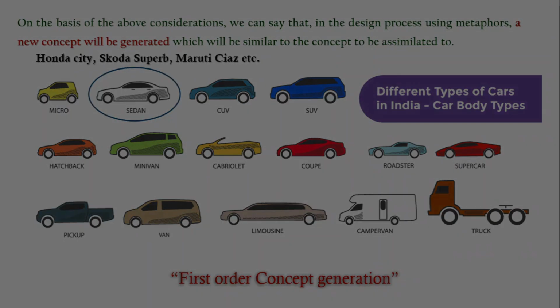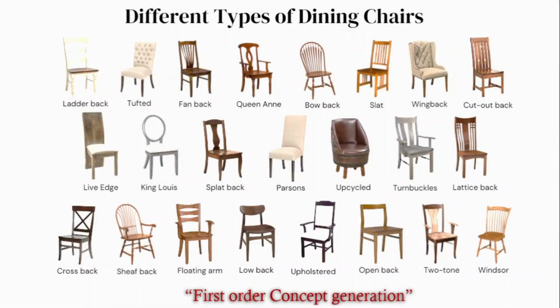Now let's take another example. Here different types of chairs are there: ladder back, tufted, fan back, queen anne, bow back, slat, etc. So if I take any chair, like an office chair, and I'm designing similar kinds of office chairs, these all chairs will come under the concept known as first order concept generation. So I hope you are clear with the first order concept generation.